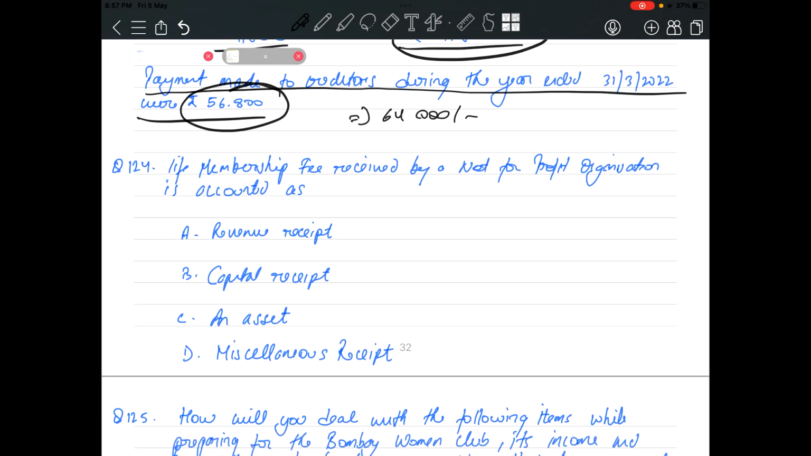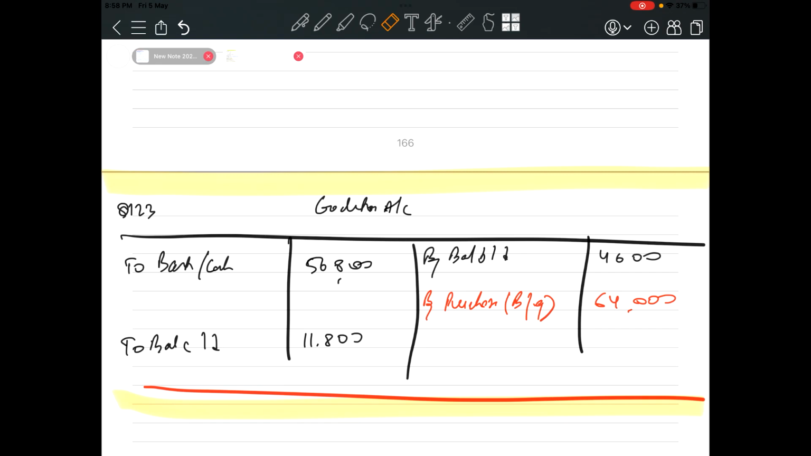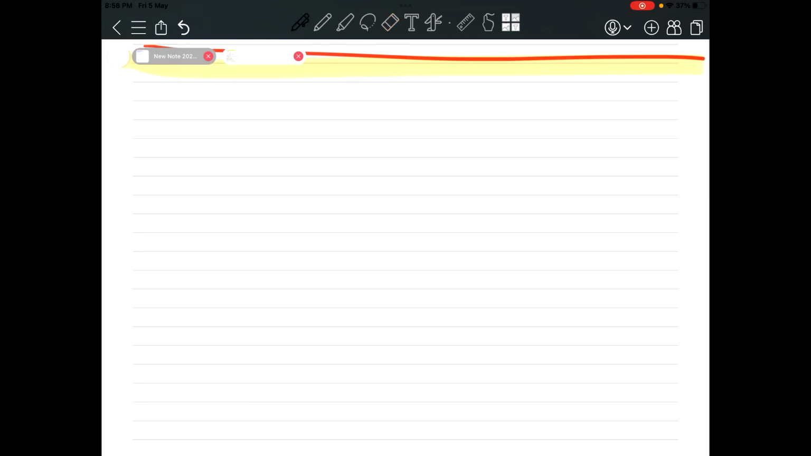Now let's see question number 124. Life membership fee received by a not-for-profit organization is accounted as: is it a revenue receipt, a capital receipt, an asset, or a miscellaneous receipt? What is the answer? The question is saying life membership fee received by a non-profit organization is accounted as. Now what is a life membership fee? Let's try to understand this.